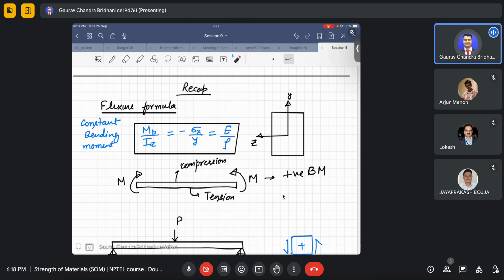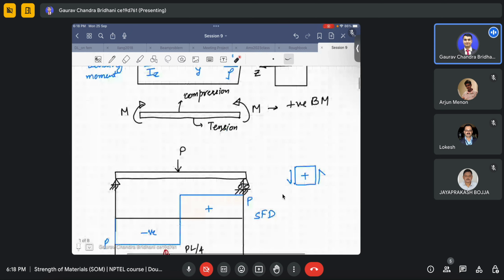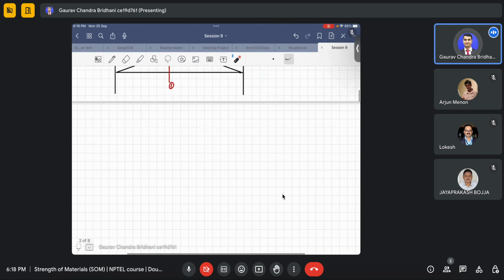Sigma x by y is equal to E by rho. Okay, so from this same flexure formula I can write sigma x is equal to minus y by rho into E.